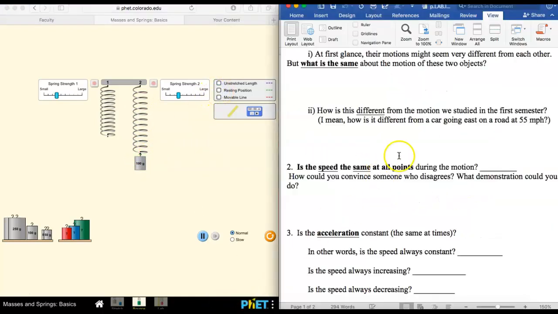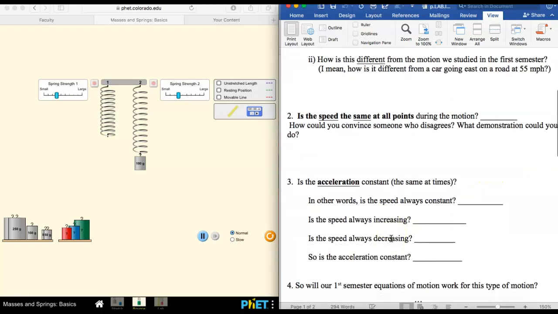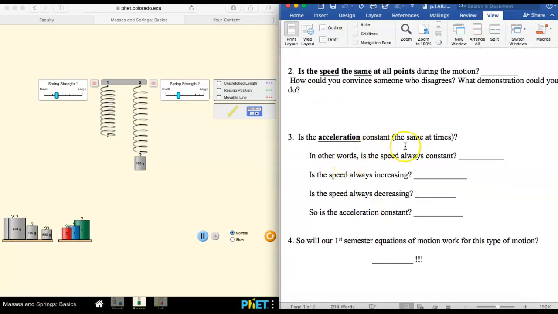Okay? So, is the speed the same at all points during the motion? The answer is no. Right? Is the acceleration constant? So this is a term from the first semester. Think about what acceleration means. It means how the speed is changing. So is the acceleration constant, the same? So is the speed always constant? All right, we already said no to that. Well, is it always increasing? Is it always decreasing? So is acceleration constant?